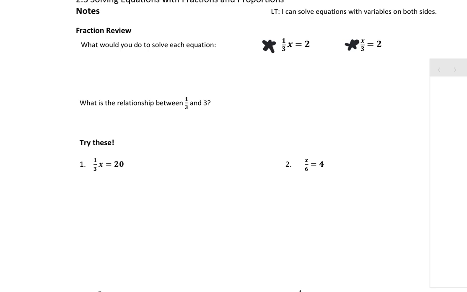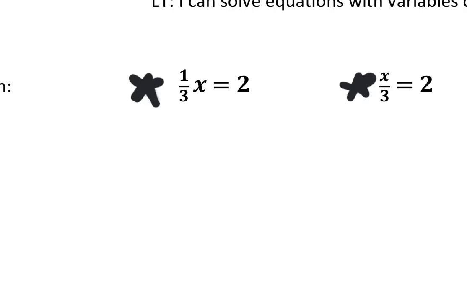So if I want x all by itself on one side, I can see that in front of x, I'm going to circle it, I see that 1/3, okay? What I'm going to do is rewrite 1/3x to look like this. X over 3 equals 2. All right, 1/3x equals 2 is the same thing as x over 3 equals 2, okay?